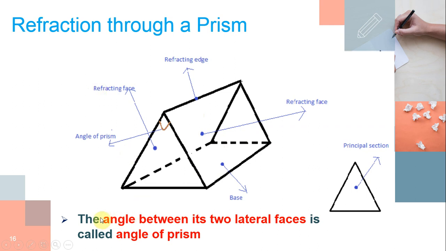Here the angle between its two lateral faces is called the angle of prism. That means these two rectangular lateral faces form an angle. That means the angle between these two lateral faces is called the angle of prism. This is the angle of prism.